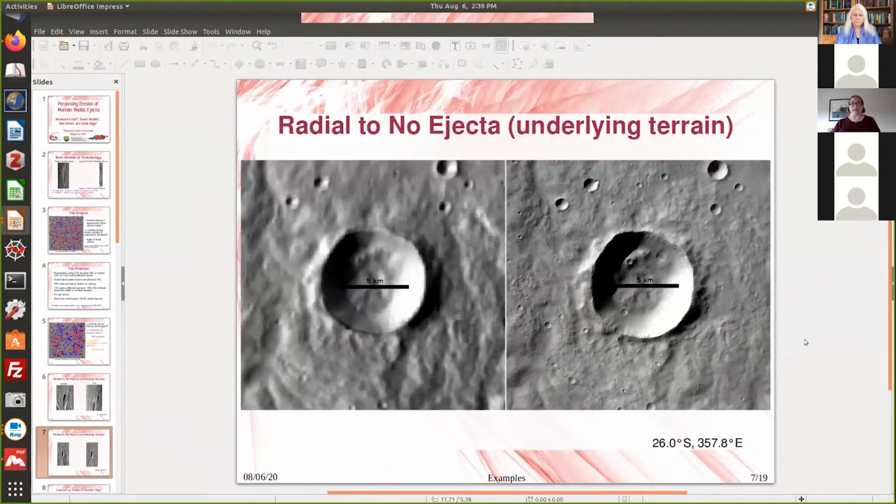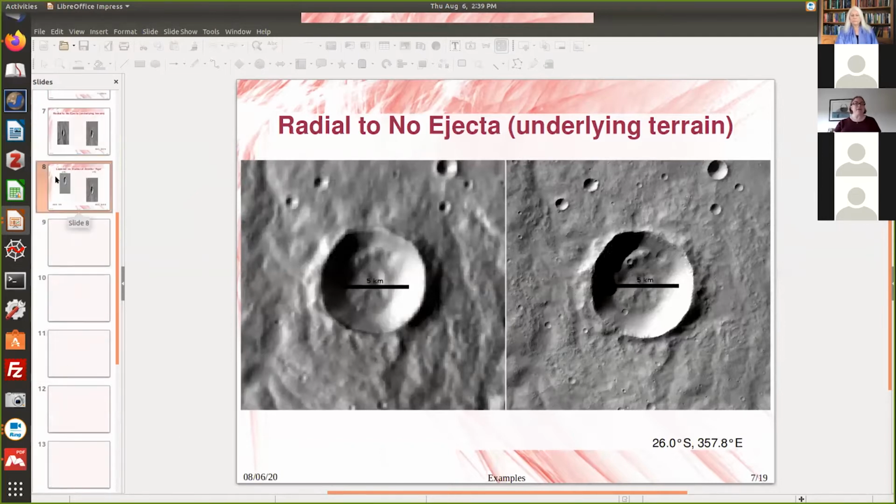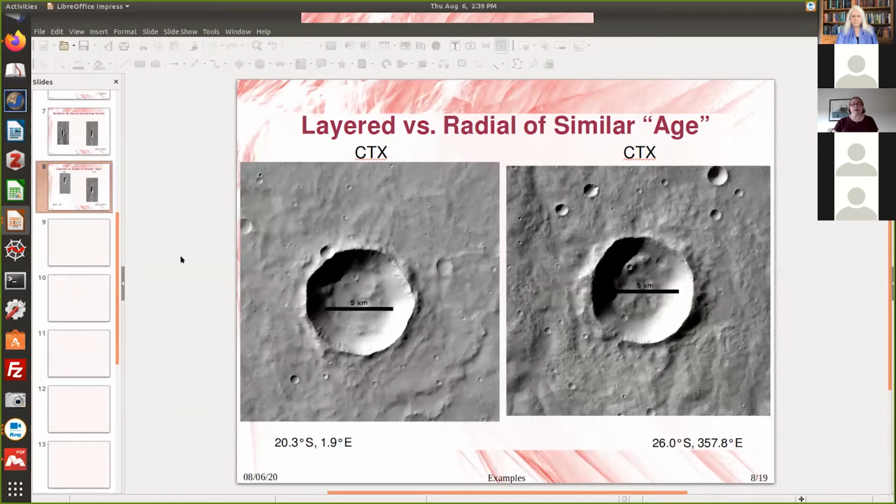Just another example of that radial ejecta to having no ejecta. And again, it seemed to me like the underlying terrain was the hummockyness that looked like ejecta in the lower resolution Themis imaging. And this is one where I'm comparing two CTX images.